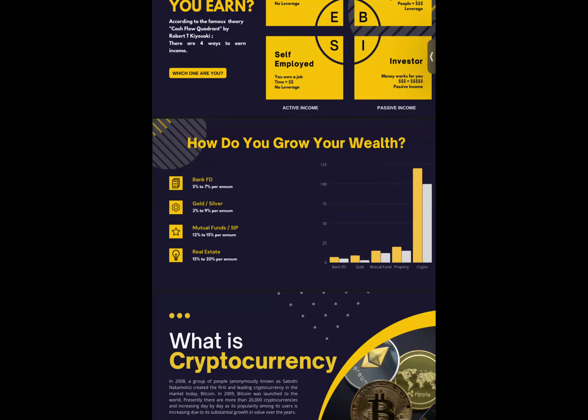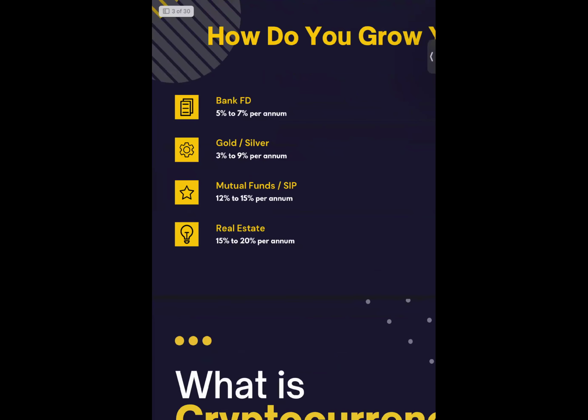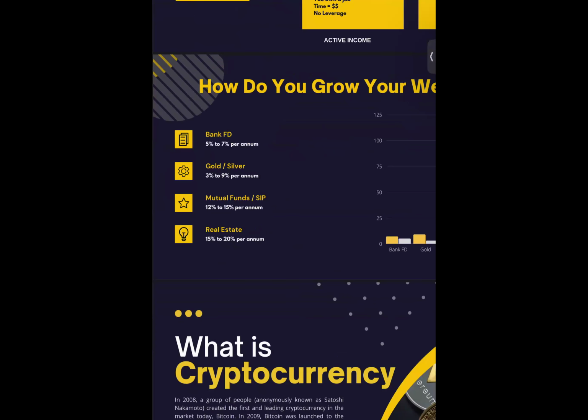Another way to grow your wealth is gold and silver. And that one, you can earn between 3 to 9% per annum of whatever quantity you have. Then mutual funds, that one too is between 12 to 15% per annum. Now let's look at real estate. Real estate too is 15 to 20% per annum.